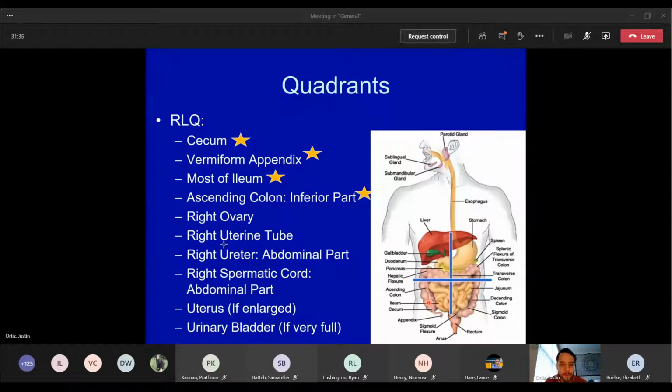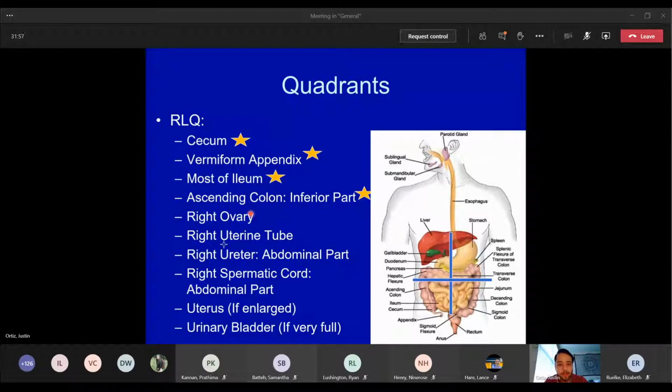Obviously, your vermiform appendix is only on the bottom right side, and your cecum, which is the attachment between the small intestines and the large intestines, is only on the right side. I also highlighted most of the ileum as well as the ascending colon, because if you understand the flow of bowel, you'll understand that the inferior portion of this ascending colon is also associated with the right lower quadrant.